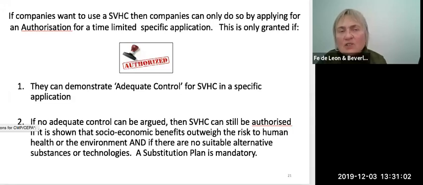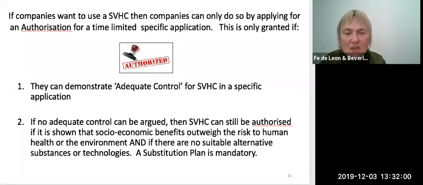So what does that mean? If companies want or try to say, look, we need to use a substance of very high concern, they have to apply for an authorization, which is given to them if they can achieve certain criteria, but the authorization is for a very specific time-limited and very specific application of that chemical. To get an authorization for a substance of very high concern, a user first would have to demonstrate they can adequately control it for specific applications. Quite often this is very, very difficult to do, and if it's a very persistent and very bioaccumulative substance, they're not even allowed to use that adequate control process. So if they can't show adequate control, they could potentially still be authorized to use it if they can show socioeconomic benefits outweigh the risk to human health, and there are no suitable alternative substances.